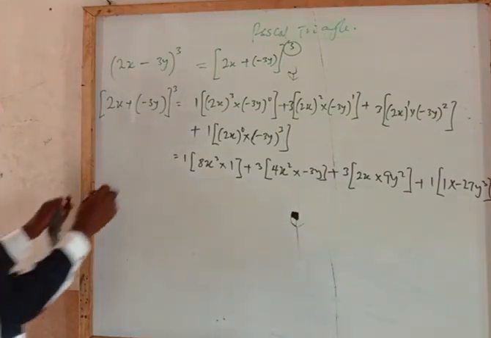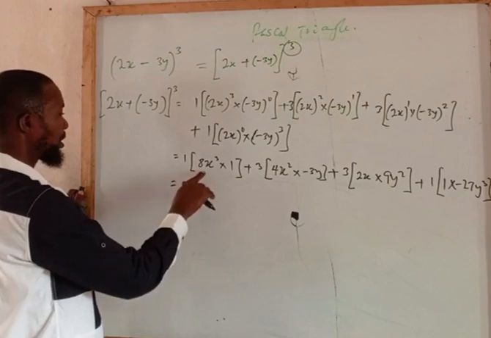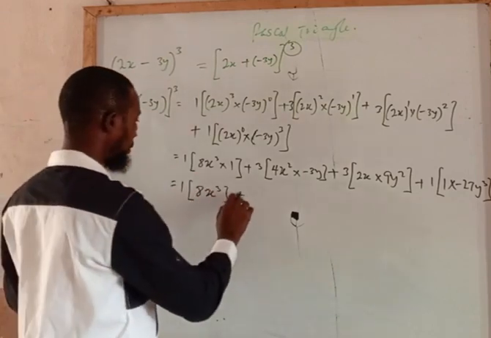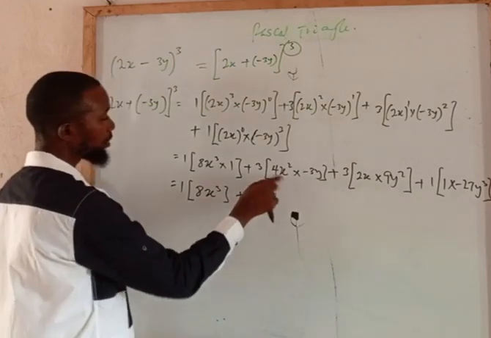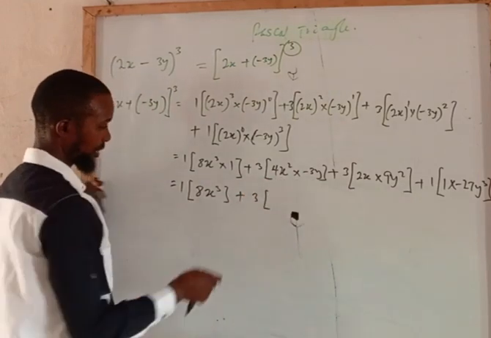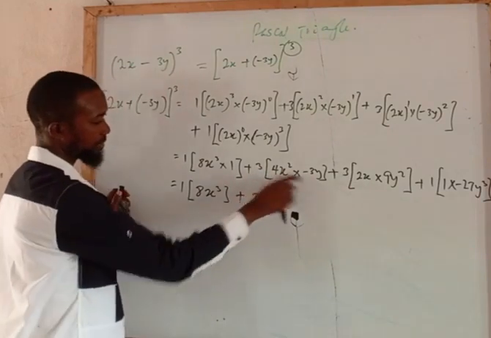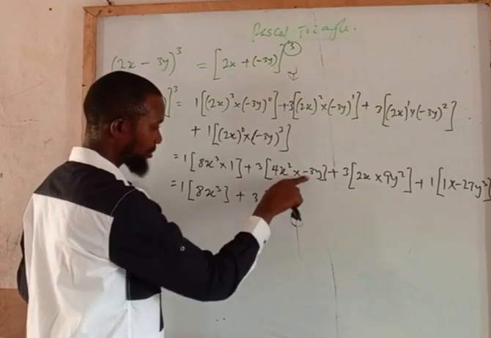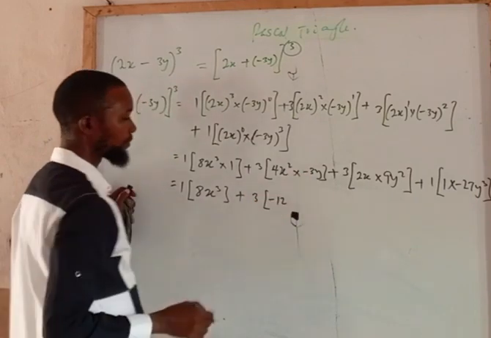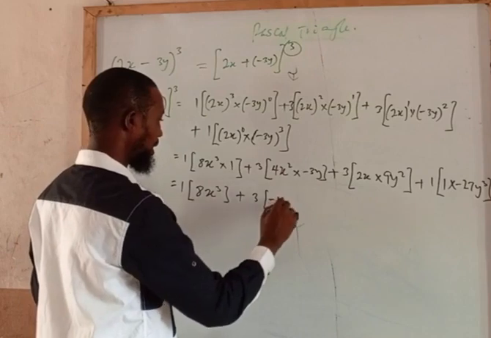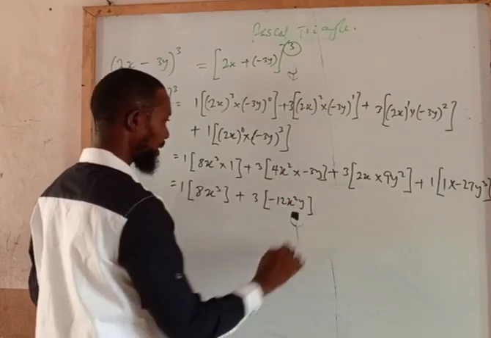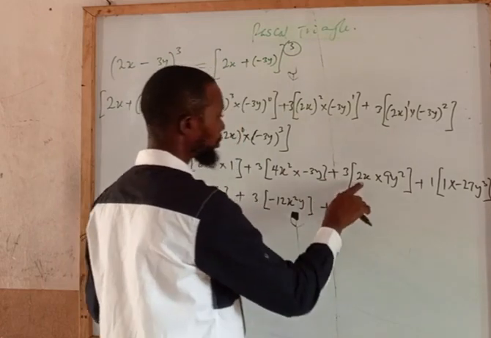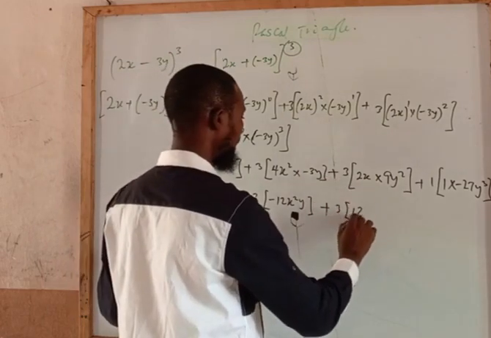Okay, then the next thing is we continue simplifying till we get rid of the bracket. So that means 1 into 8x cubed times 1, which gives 8x cubed, plus 3 into 4x squared times minus 3y. We begin with number against number, then variable against variable, letter against letter. 4 times 3 times minus 3 here gives minus 12. And now x squared times y gives x squared y, plus 3 here into 2 times 9 here is 18.